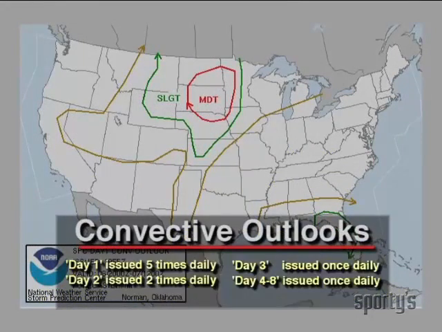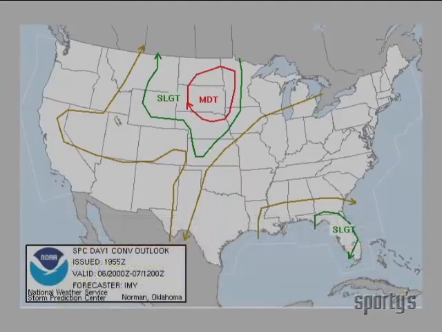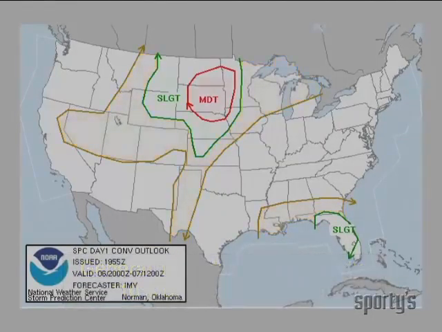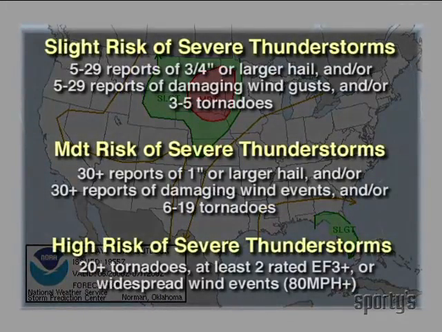These forecasts outline areas in the continental United States where severe thunderstorms may develop. The Day 1 and 2 outlooks also forecast areas with a 10% or greater chance of general activity. General thunderstorms are forecast to the right of the unlabeled lines. Severe thunderstorms are possible to the right of the other lines, and the risk of severe weather is labeled slight, moderate, or high. These labels do not describe the thunderstorms themselves.